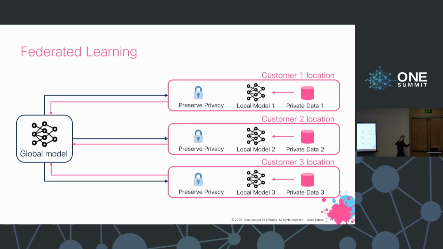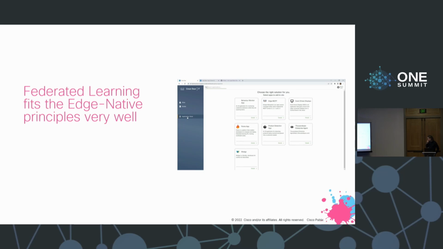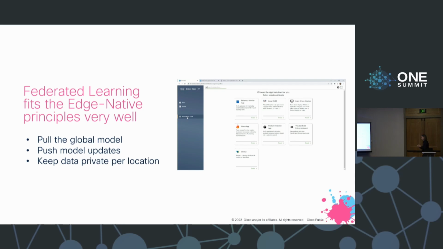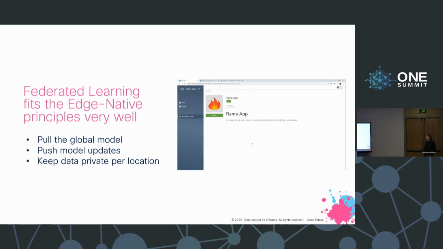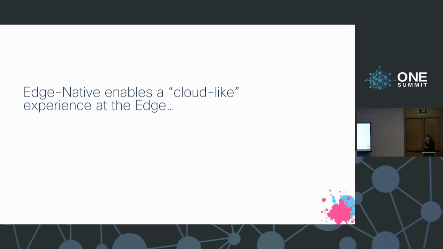So you push data and you pull data, and it's very nicely matching what you can do from an edge native perspective. Which is why there is a piece of open source that we've built for that particular case. It's a framework called Flame to help you distribute federated workloads that you can then run at multiple edges.